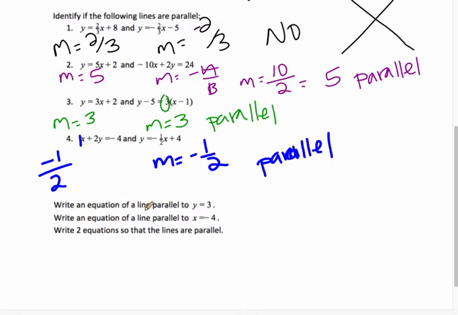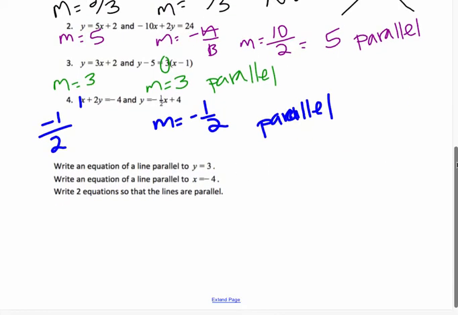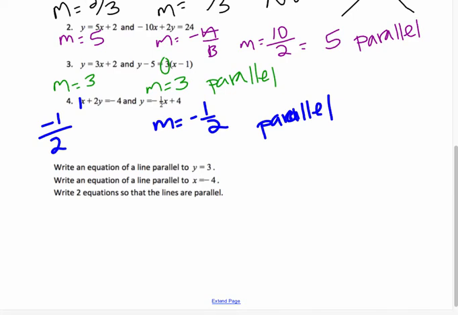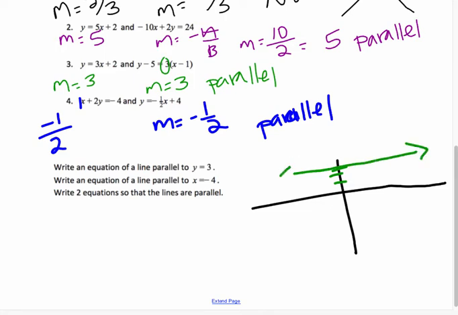All right, write an equation of a line parallel to y equals 3. Okay, so let's remember what y equals 3 looks like. So y equals 3 on a coordinate plane is going to be here. So what's going to be parallel to that? Well, what's the slope of this line? The slope of this line is 0. M equals 0. So I need another equation that has a slope of 0.